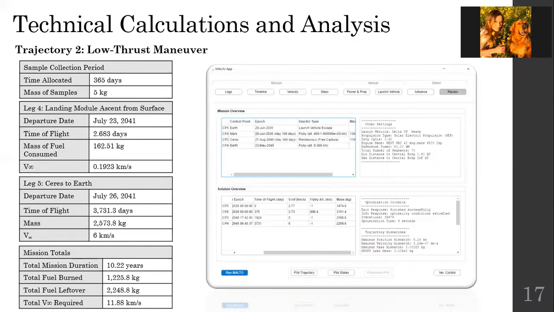On this slide, you can see the remaining legs of the mission. At the top, we listed that we will be collecting a maximum of 5 kilograms, which we did take into account when executing our trajectory. At the bottom, we listed our mission totals, such as our total mission duration of 10.25 years, total fuel burned of 1,225 kilograms, total fuel left over of 2,248 kilograms, and the total V infinity required of 11.88 kilometers per second. Next slide.